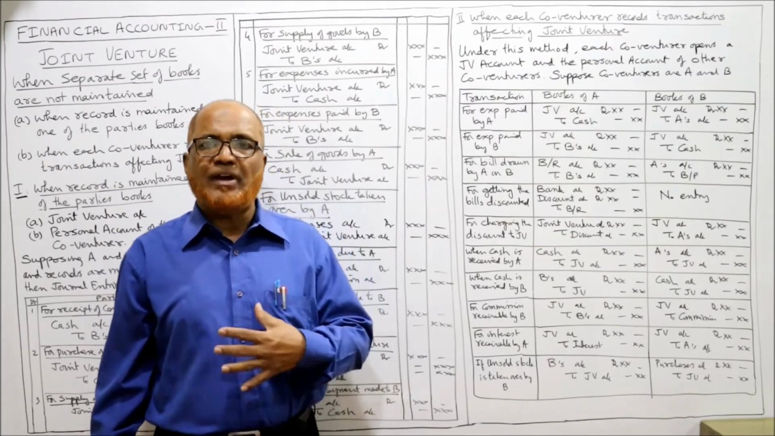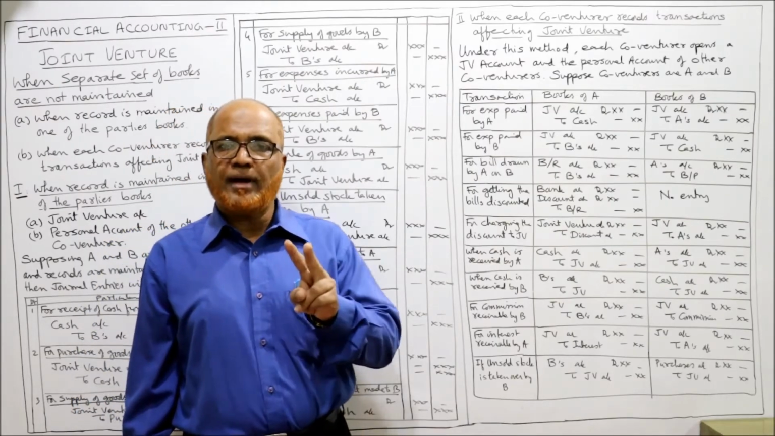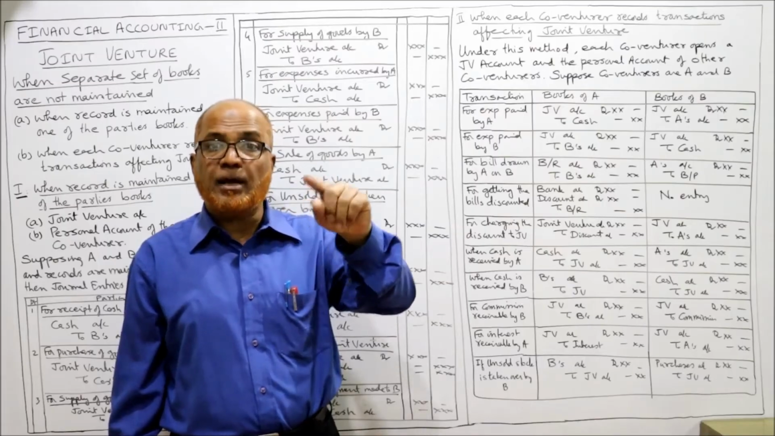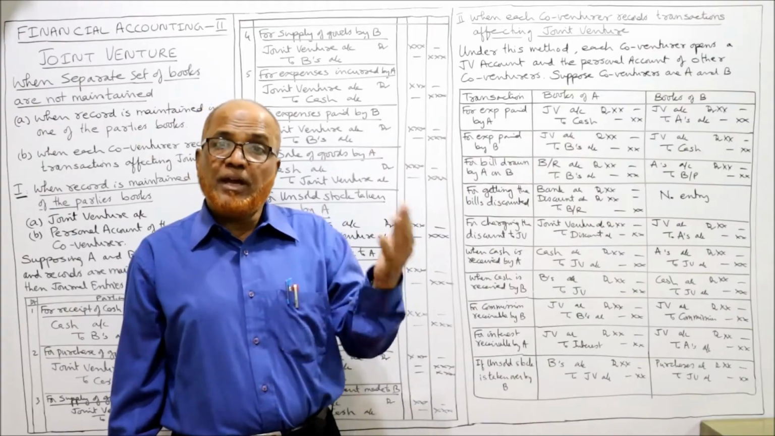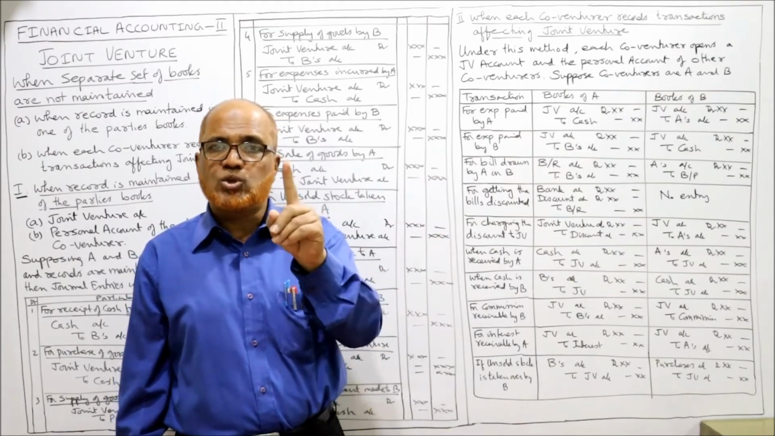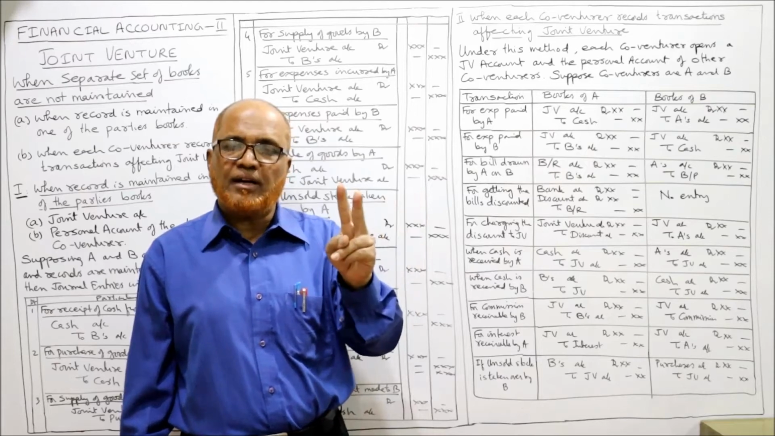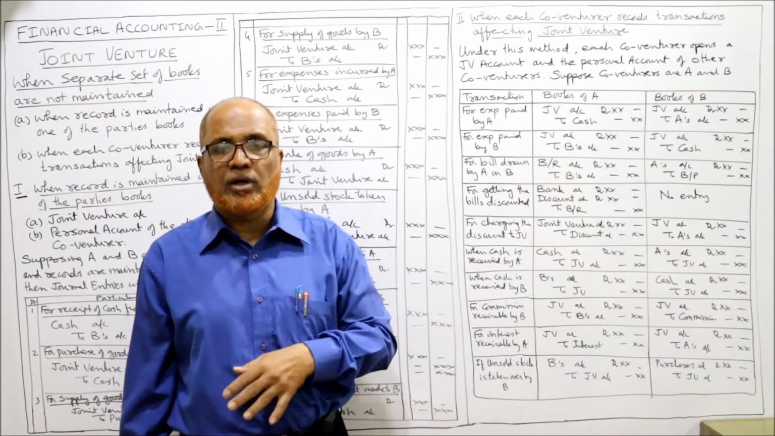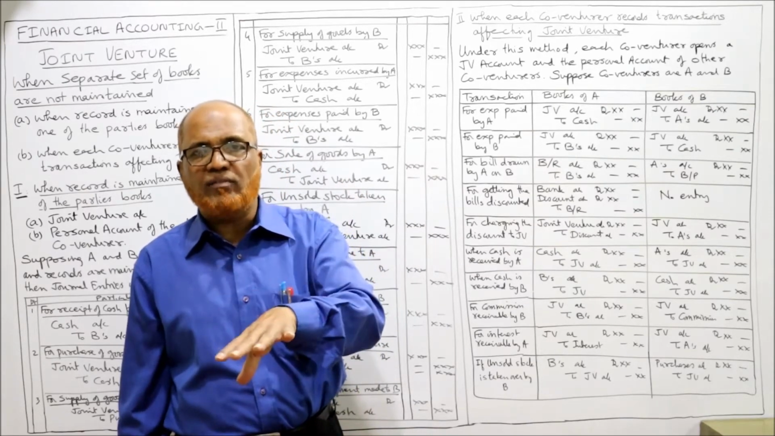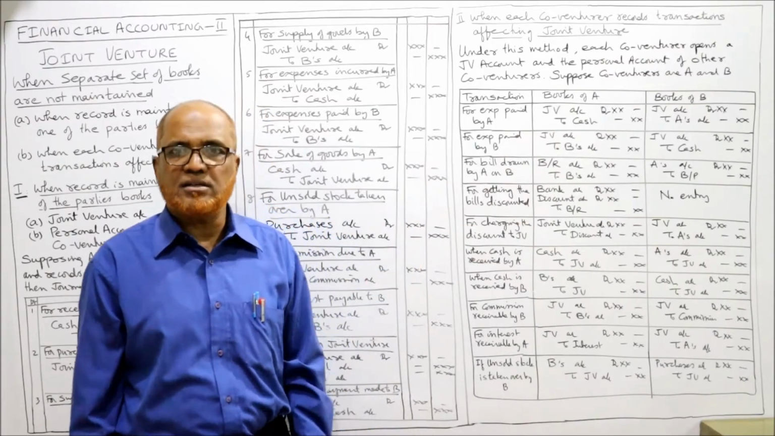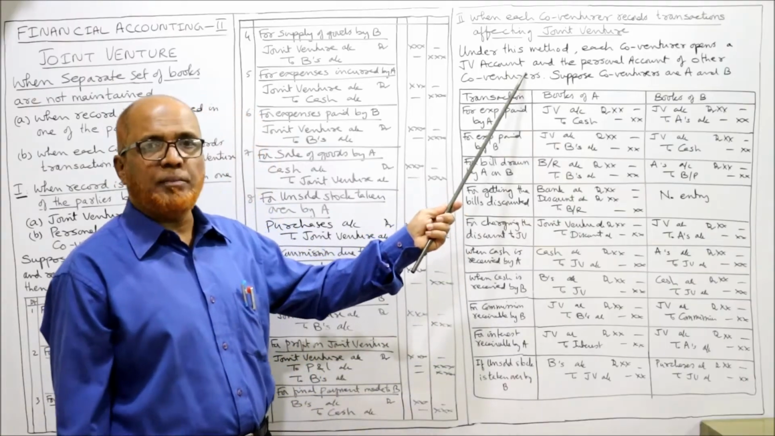Example, in the books of A के बुक्स में दो अकाउंट ओपन करेंगे, एक जॉइंट वेंचर अकाउंट, एक B's अकाउंट. और B के बुक्स में दो अकाउंट्स मेंटेन होंगे, एक जॉइंट वेंचर अकाउंट, एक A's अकाउंट. तो B क्या कर रहा, दो अकाउंट मेंटेन कर रहा, जॉइंट वेंचर अकाउंट और A अकाउंट. A दो अकाउंट मेंटेन कर रहा, जॉइंट वेंचर अकाउंट, B's अकाउंट. राइट? सो दीज आर द accounts to be maintained.